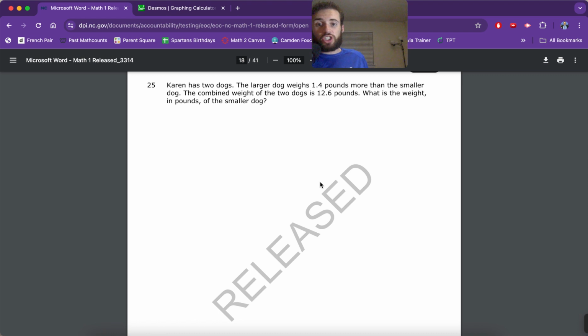So what's the weight of the smaller dog? And just check, don't do all the hard parts and then give the weight of the larger dog. They wanted S alone, so S would be 5.6. Right, so that's your answer for 25.